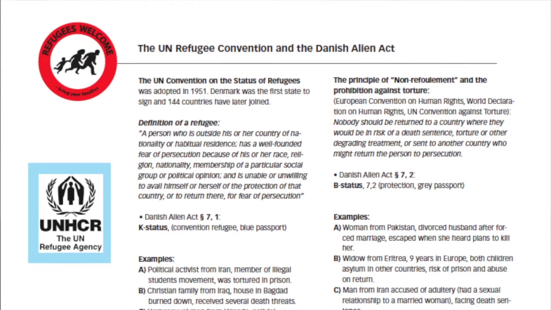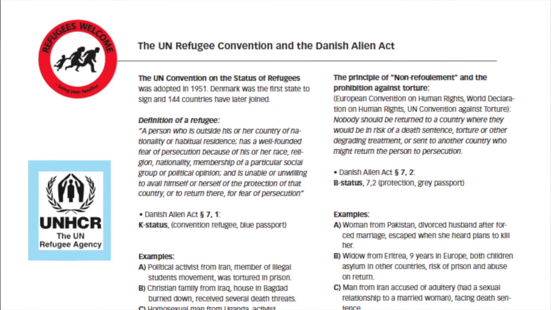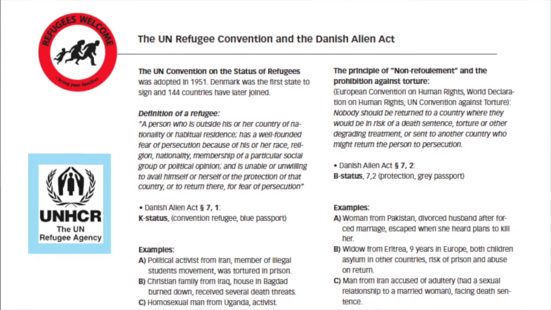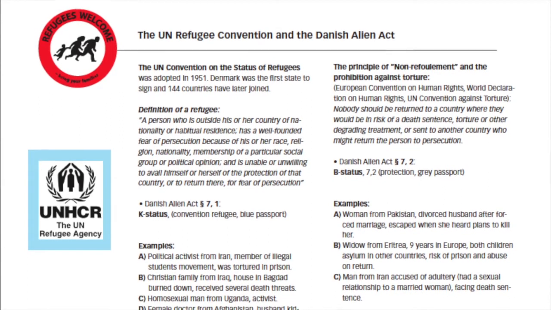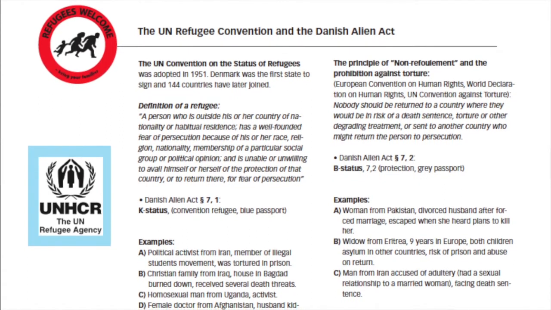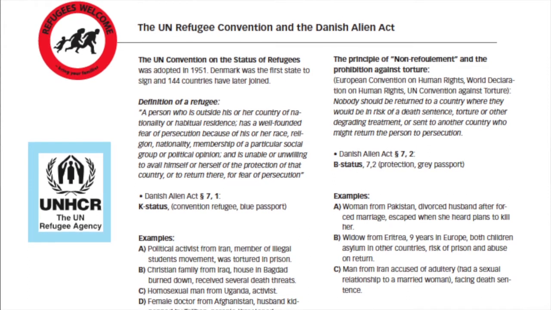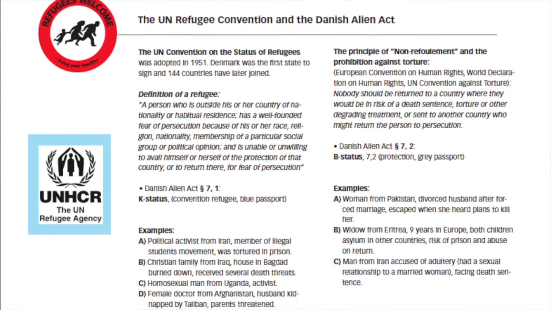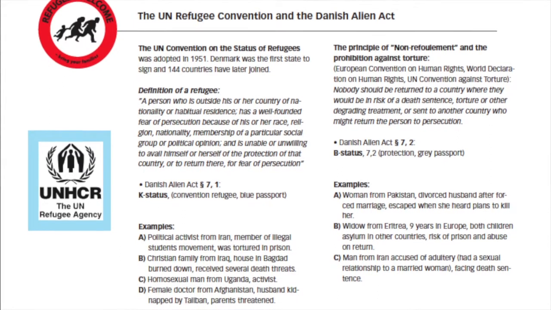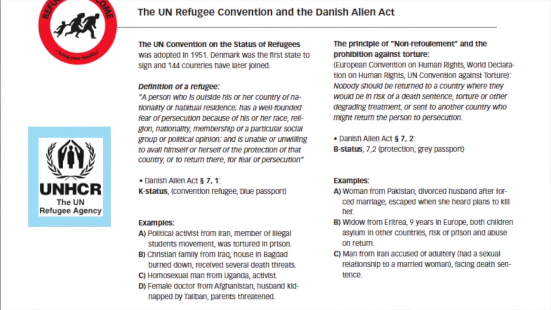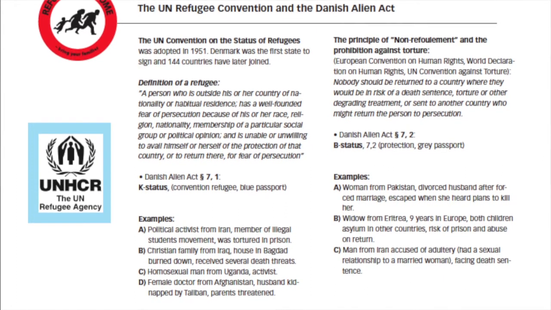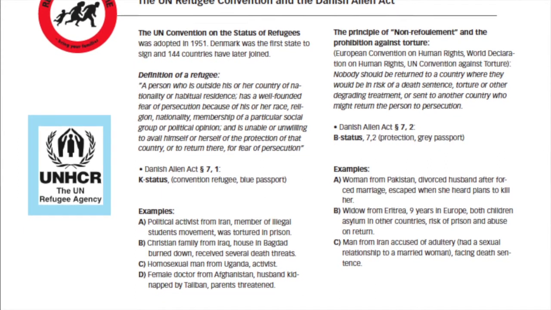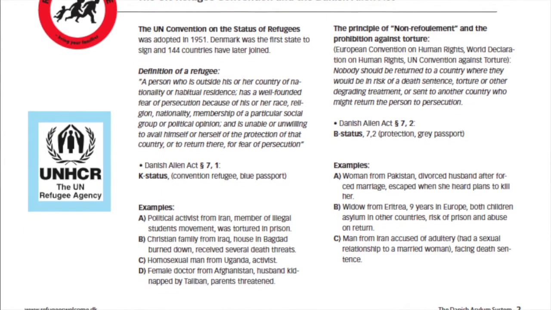There's 3 different ways of getting asylum right now in Denmark, according to the law, the Alien Act. The 3 paragraphs are called 7.1, 7.2 and 7.3. 7.1 is the classic definition of a refugee according to the Refugee Convention, where the definition of a refugee was written in 1951, and it's still the same definition that every country uses to assess who is a refugee and who is not.